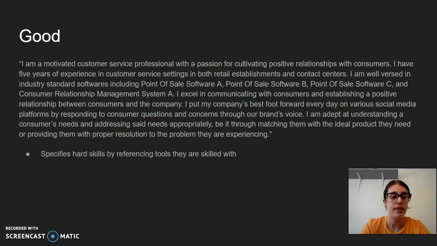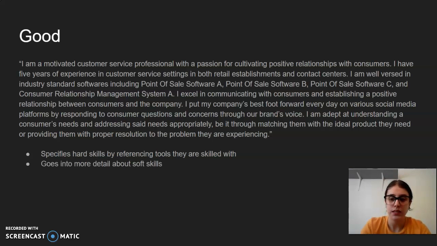So one great thing is that this specifies hard skills by referencing the tools that they are skilled with. So instead of just saying, I am skilled in cash handling, they're saying the point of sale softwares that they know how to use. Instead of saying that they are skilled in social media, they mention that they use social media to respond to consumer questions and concerns.